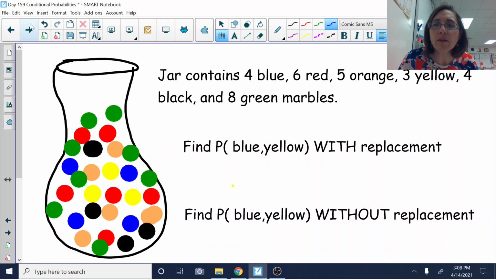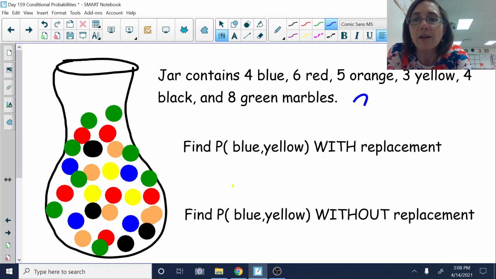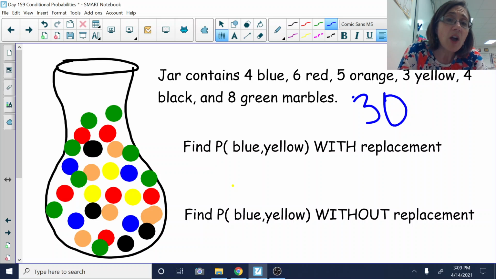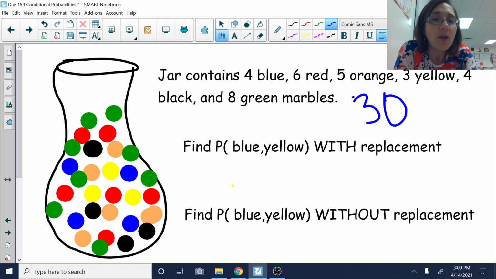I think there's 30. Are there 30? Let's see, that would be 12 and another 12 and 6 makes 30. Yep, so we have 30 marbles. So I'm going to write that down here. 30 marbles. So for this first draw, I want to find the probability of getting a blue and then a yellow, and I'll explain the with replacement in just a second.